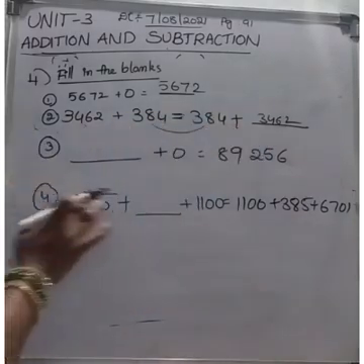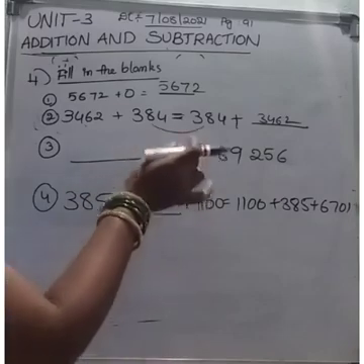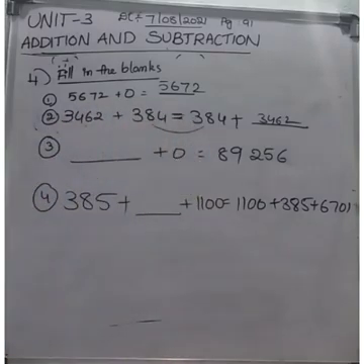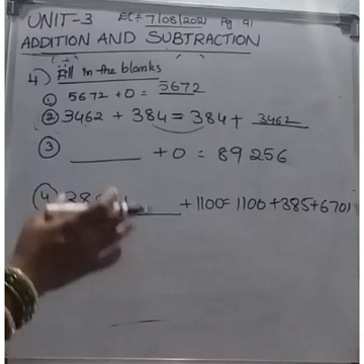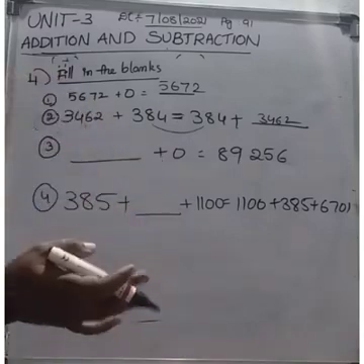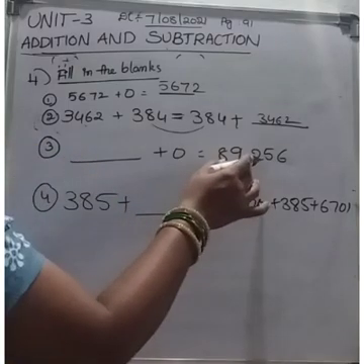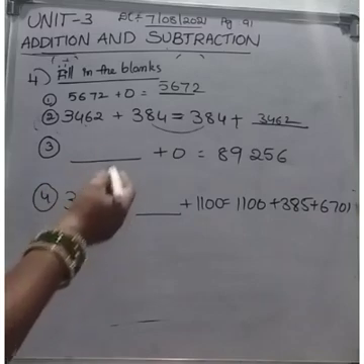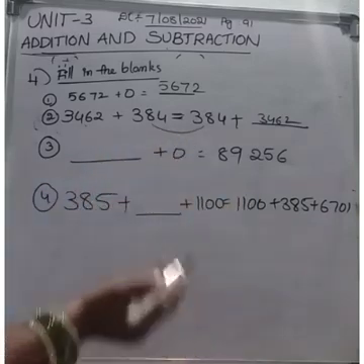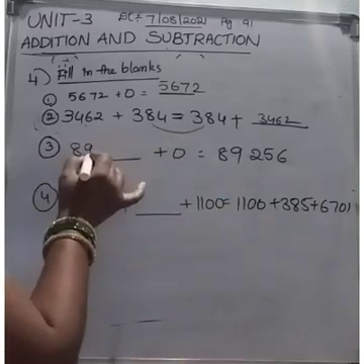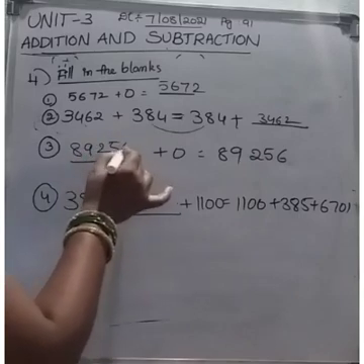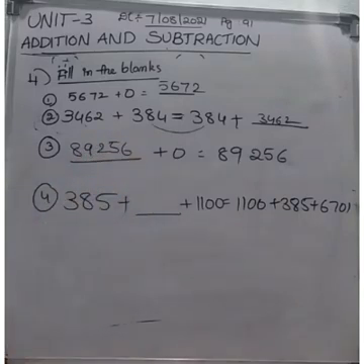Okay, third one, blank plus 0. When we add 0 to any number, we have to get the same number, that we know. So which number is there? Think mentally. 89,256. When we add 0, that number only we have to get, no? So here 89,256.